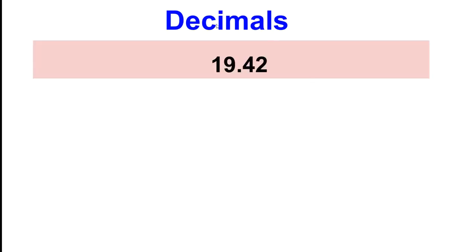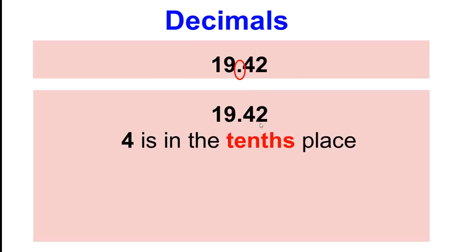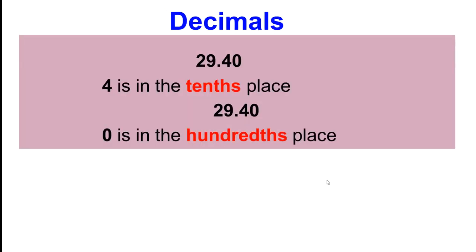Decimals. Here you can see a number with a decimal. We have the number 19.42. This dot or this point, this is what we call a decimal point. 19.42. And here I can say that my 4 is in the tenths place. Be careful, not tens, but tenths. And in the number 19.42, I have the 2 in the hundredths place. Hundredths place.